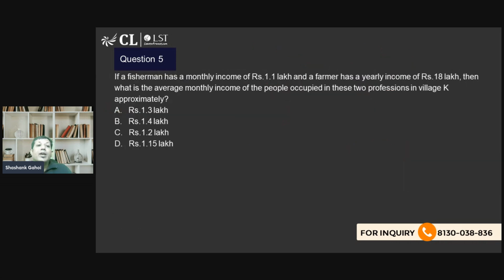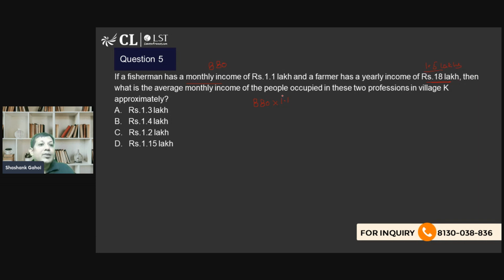What does it say? If a fisherman has a monthly income of 1.1 lakhs, okay. So how many fishermen we have? 880. Average income is 1.1 lakh. So total income is going to be 880 into 1.1. Okay. And a farmer has yearly income, it's not a monthly income, a yearly income. So yearly income means in 12 months, they have 18 lakhs. So every month they are going to have 18 upon 12, or I can say 1.5 lakhs per month.